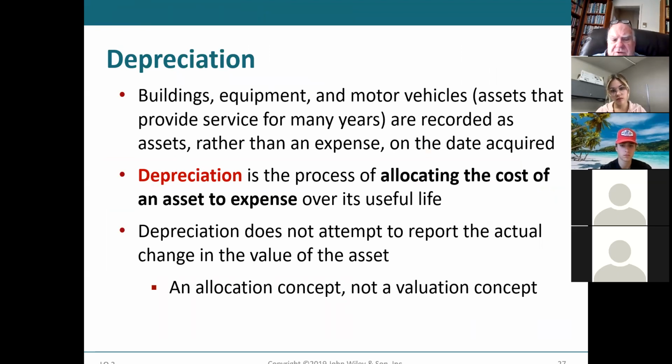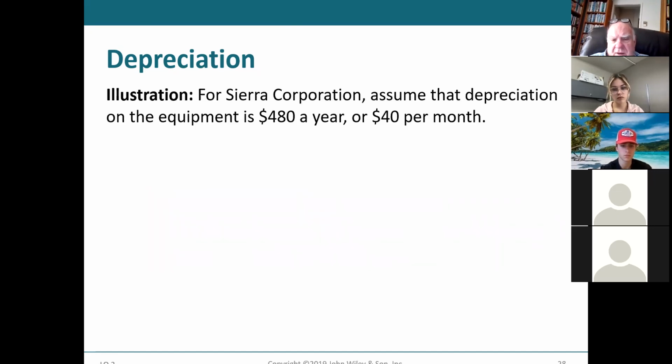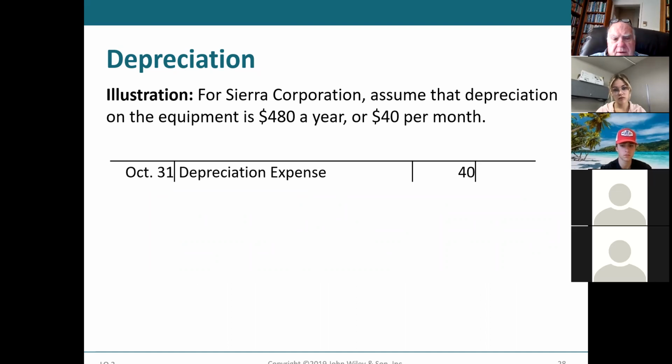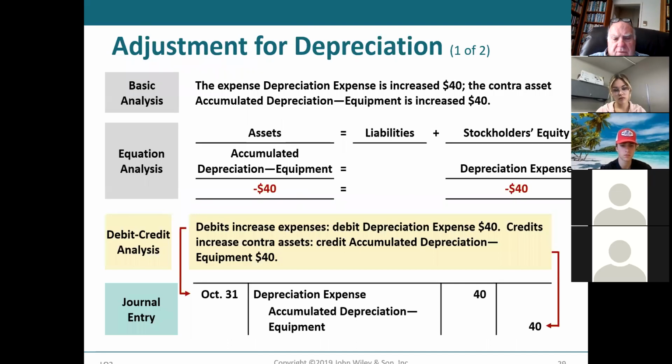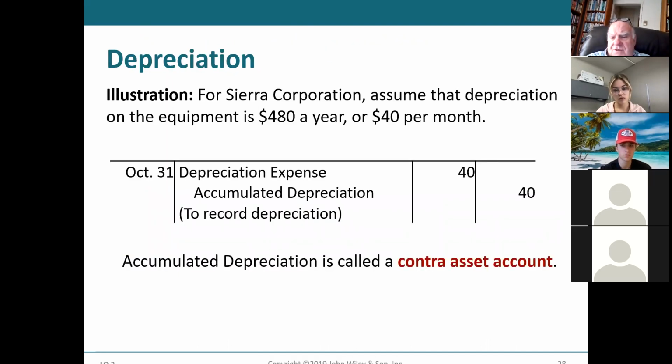Let's talk about another deferred expense, depreciation. Depreciation is the process of allocating the cost of an asset to expense over its useful life. Depreciation has nothing to do with the actual change in the value of the asset. It's an allocation, not a valuation concept. Assume that depreciation on equipment is $480 a year or $40 a month, okay? What is our journal entry going to be? We're going to debit depreciation expense, and we're crediting a new account called accumulated depreciation.